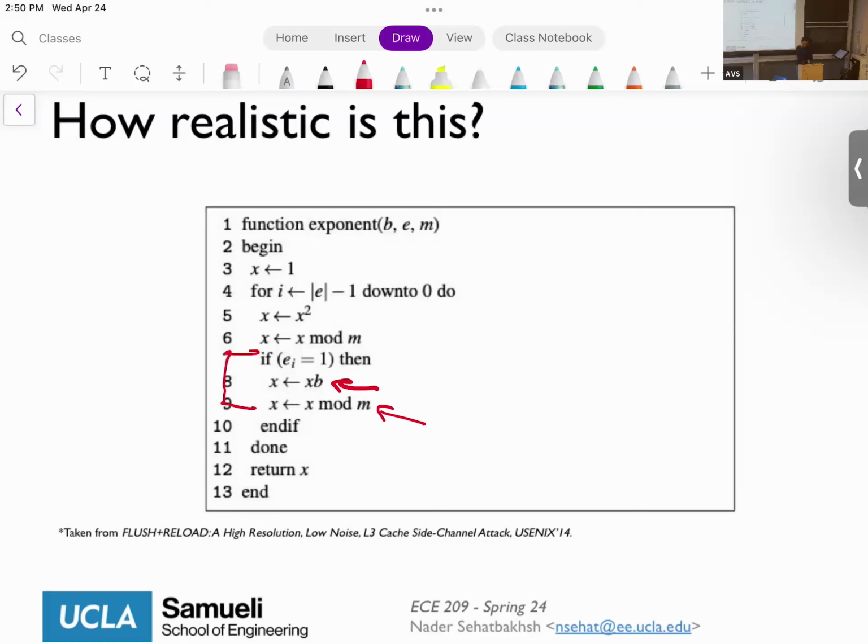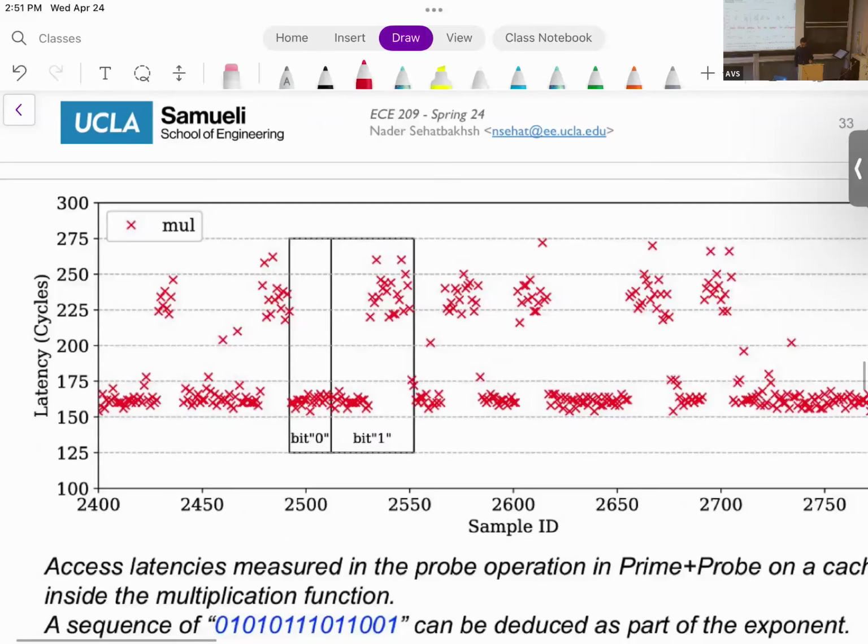So if EI is equal to 1, we're gonna do multiply and then modulo, okay? If EI is not equal to 1, then we're gonna skip this and just do the modulo. We usually call this multiply and square or just square. And then what we're gonna see is that if we see the 2 together, okay, this is actually from real data.